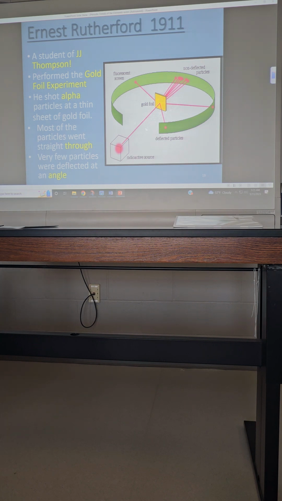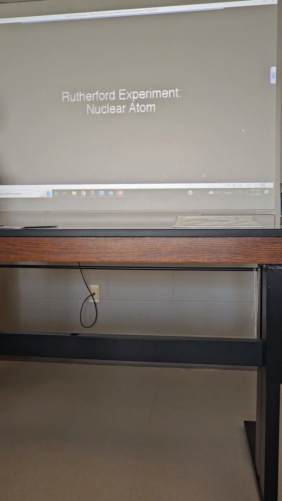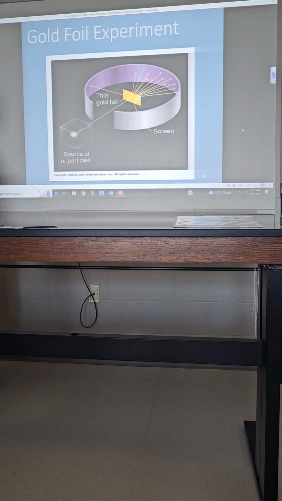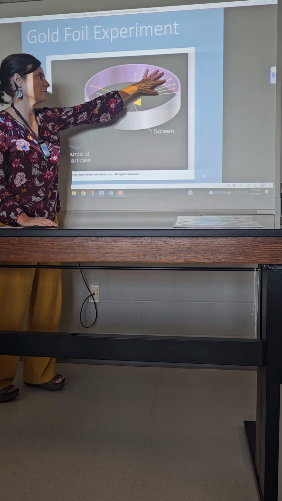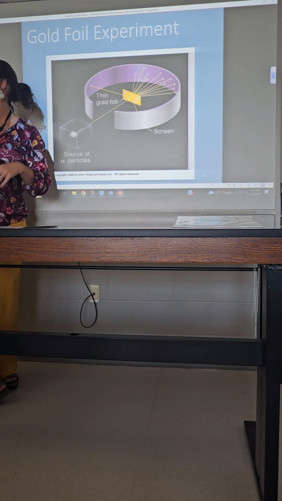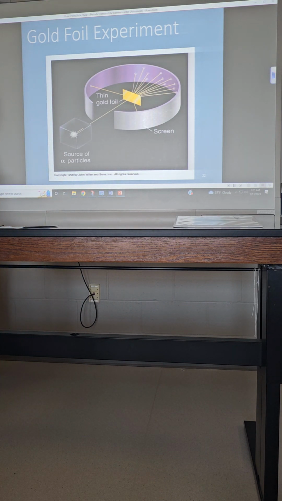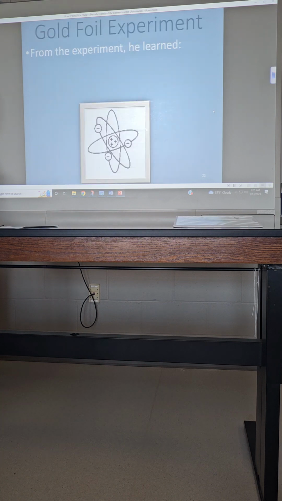So it made him ask, why are they not all going through? Why are some being deflected? What is happening? Okay. And so, again, seeing the alpha particles being shot through, most of them going through, some of them bouncing, what's going on there? What is the deal?